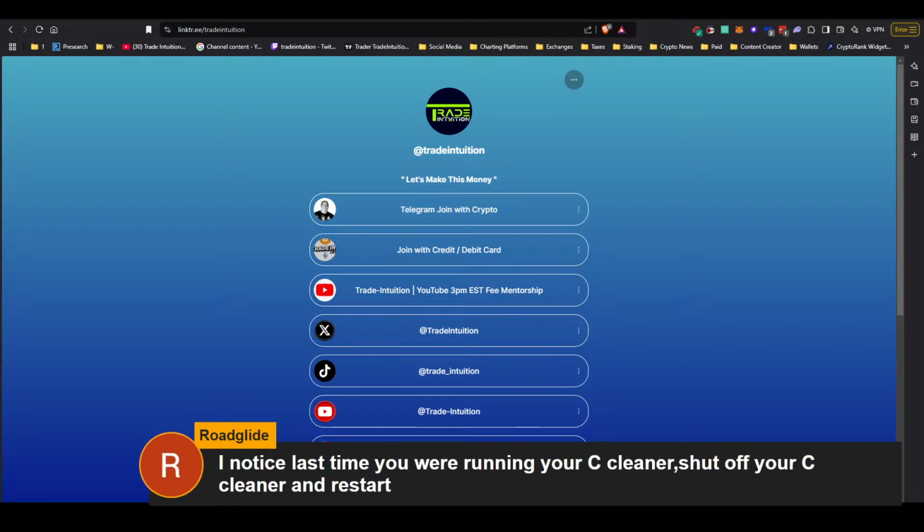The Road Glide says, I noticed last time you were running your CCleaner. Shut off your CCleaner and restart. Okay, I'm writing that down. CCleaner, turn off. And then I'm also going to do what the other suggestions were given as well.